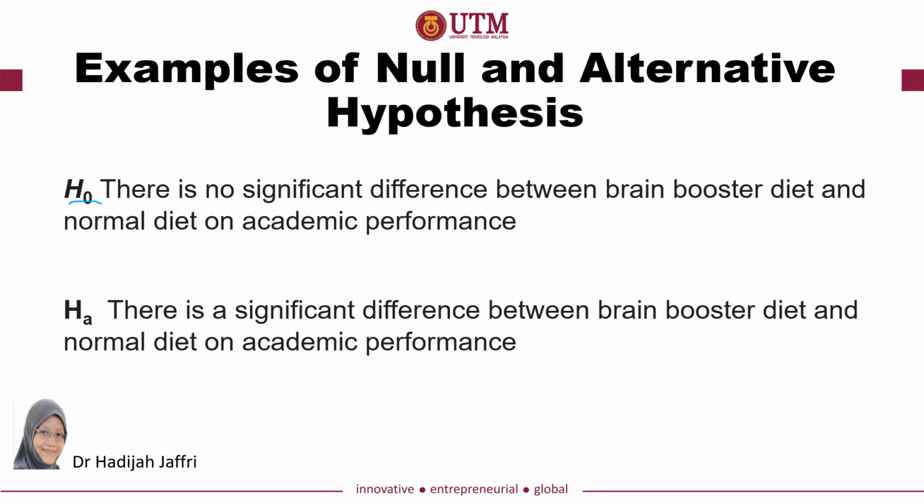Or if we know that there is a clear direction on the effects of a brain booster diet on academic performance based on previous research, we can use the alternative hypothesis. In this case, we write HA or H1: there is a significant difference between brain booster diet and normal diet on academic performance.